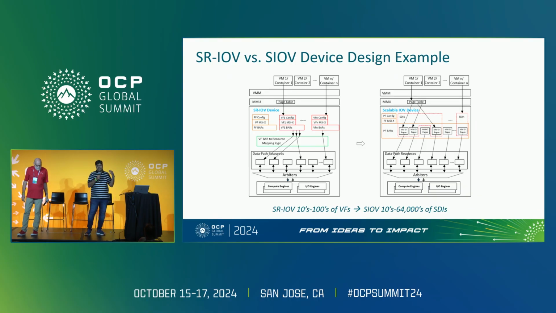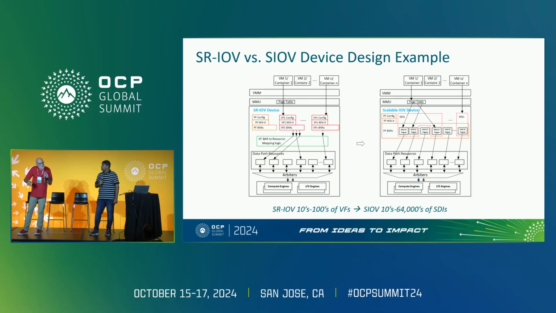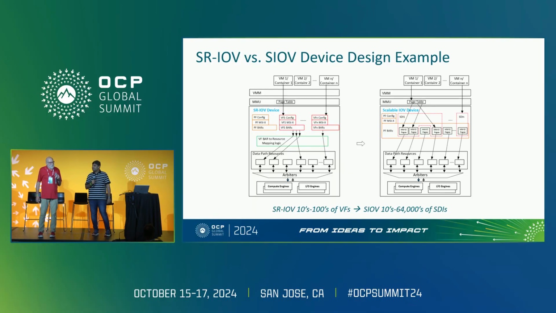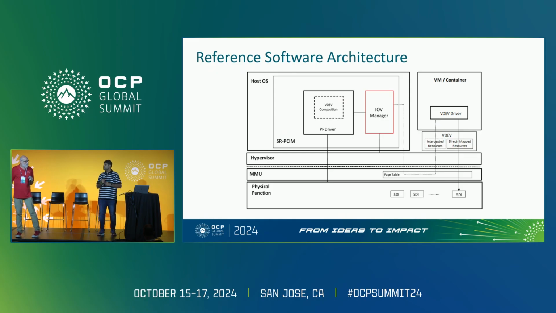So we move from tens or hundreds of virtual functions to thousands of SDIs. The current spec supports up to 64,000 SDIs. We're also looking into an extension to go up to 1 million SDIs in the future. SRIOV could have supported 64K VFs, but that would have required using more than one bus number, which almost no software ever supports. SRIOV is limited to 256 unless you use more than one bus number, and nobody did that.